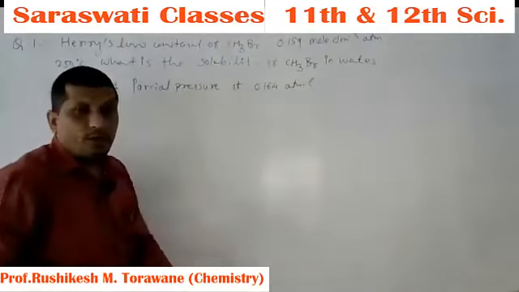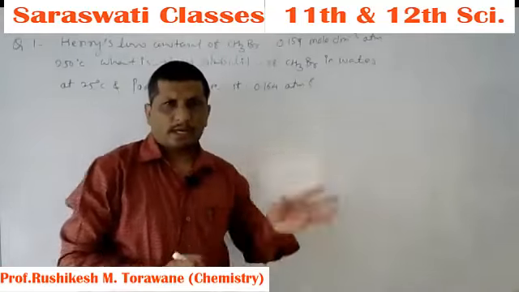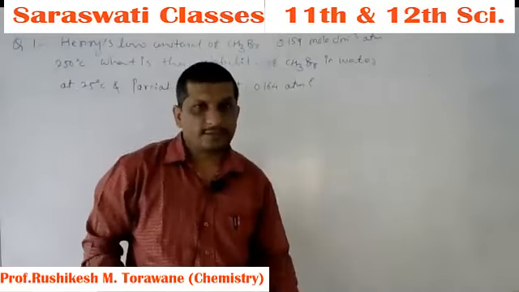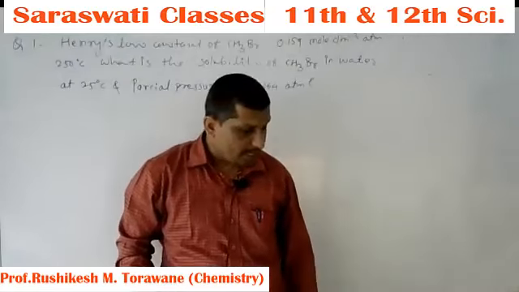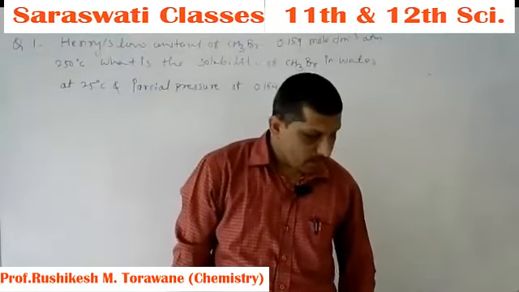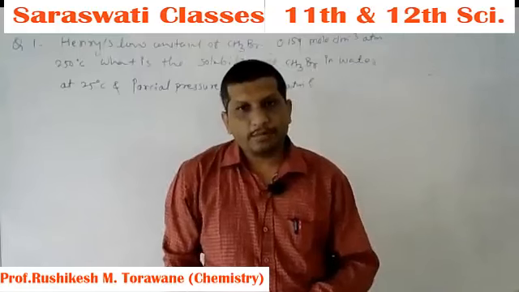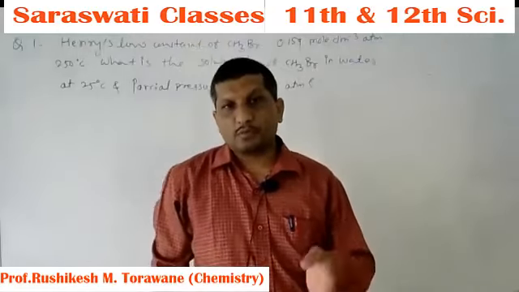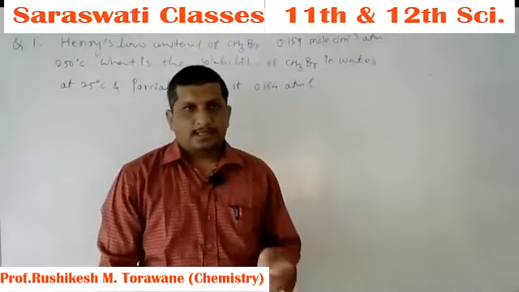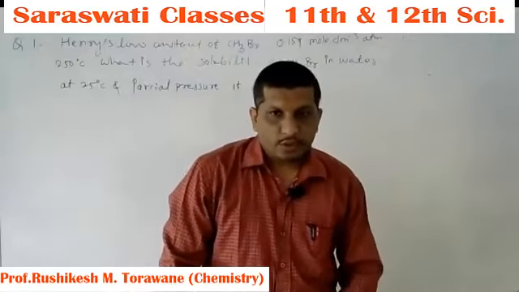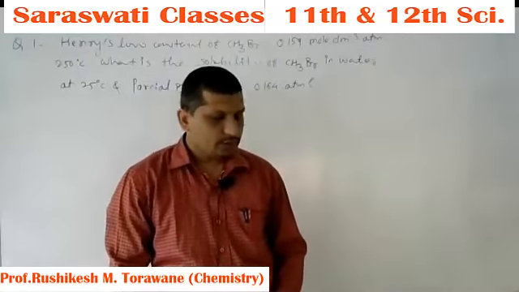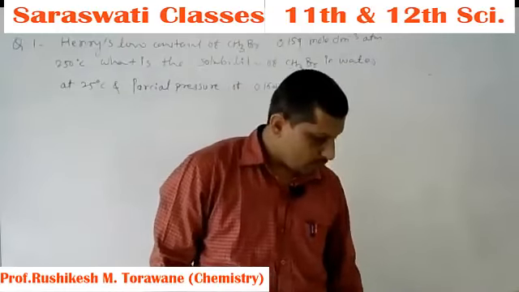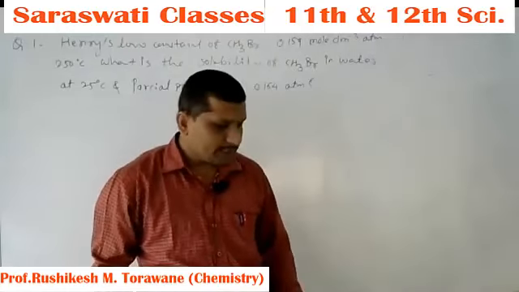Here are given the options. I'm not writing the options here, but there are 4 options. One is 0.0159 moles per liter. Second, option B is 0.164 moles per liter, and option C is 0.26 mole, and the fourth option is 0.042 moles. It's very easy.